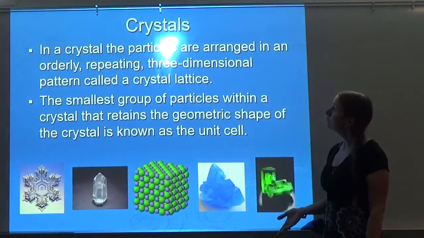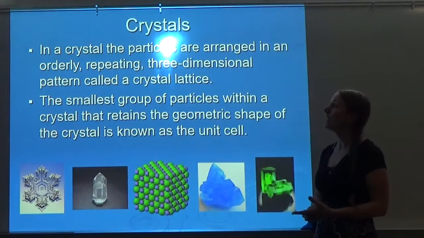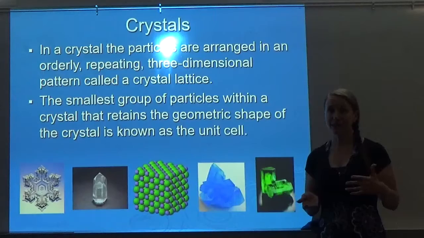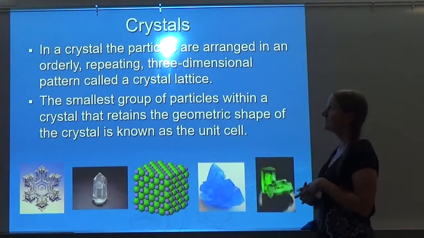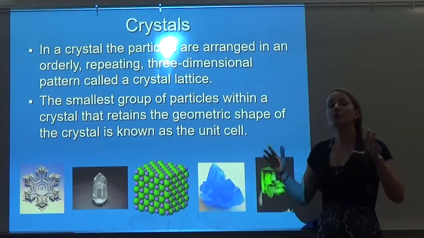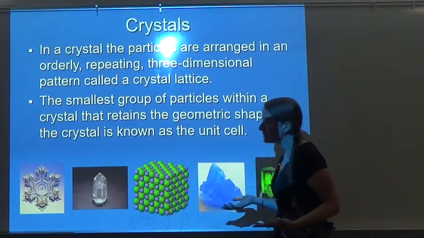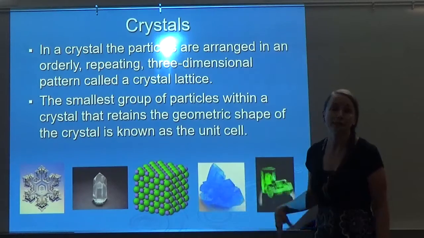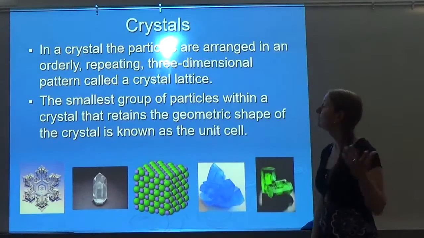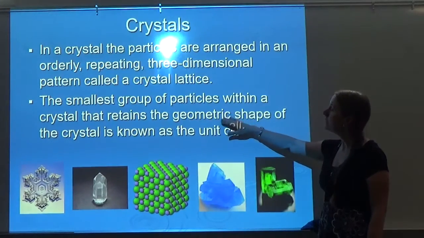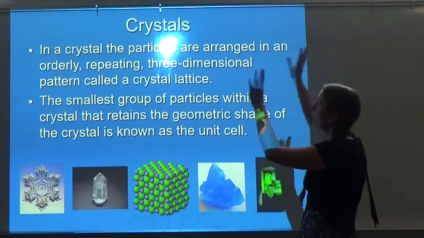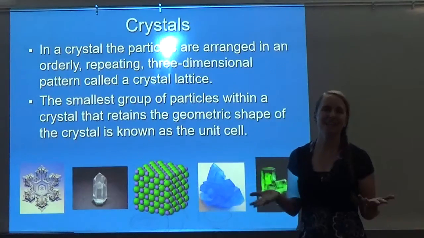So in a crystal, the particles are arranged in an orderly repeating three-dimensional pattern called a crystal lattice. The smallest group of particles within a crystal that retains the geometric shape of the crystal is known as the unit cell. So any solid that has a 3D repeating pattern called the crystal lattice is a crystal. It doesn't have to be like a gemstone. Yes, gemstones are crystals too, but so is ice, so is salt, so is sugar, things that you don't think of. So is cupric sulfate. I'm sure that was the first thing you thought of when you thought of a crystal, right? And the smallest group of particles that retains the shape is the unit cell. Think of it as this whole wall is made of cinder blocks. One cinder block is kind of like the unit cell of a crystal.